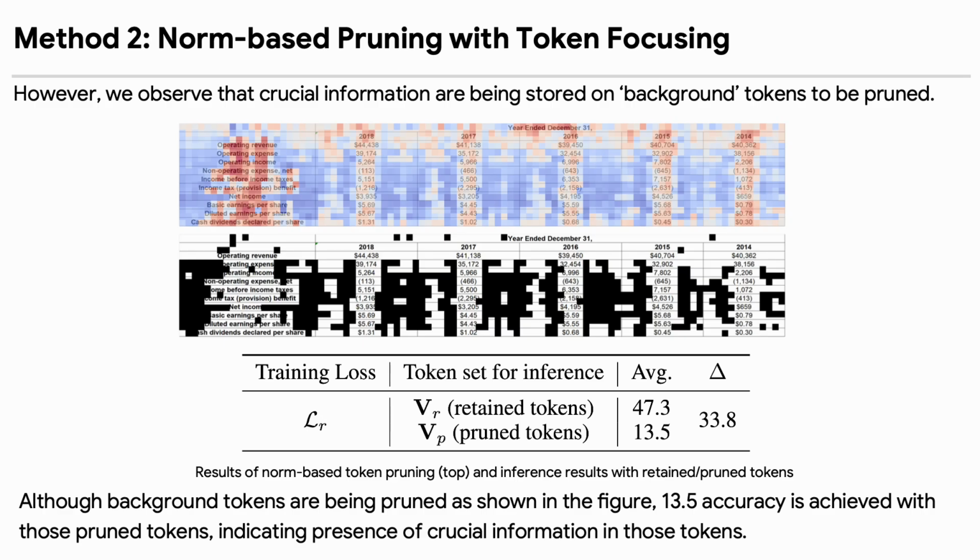However, although the figure on the top shows that background tokens are effectively being pruned, we observe that 13.5% accuracy is still being achieved using only the pruned tokens, as reported in the table below. This results in the case that crucial information is still being stored in those pruned tokens, which results in significant information loss if we simply discard them.